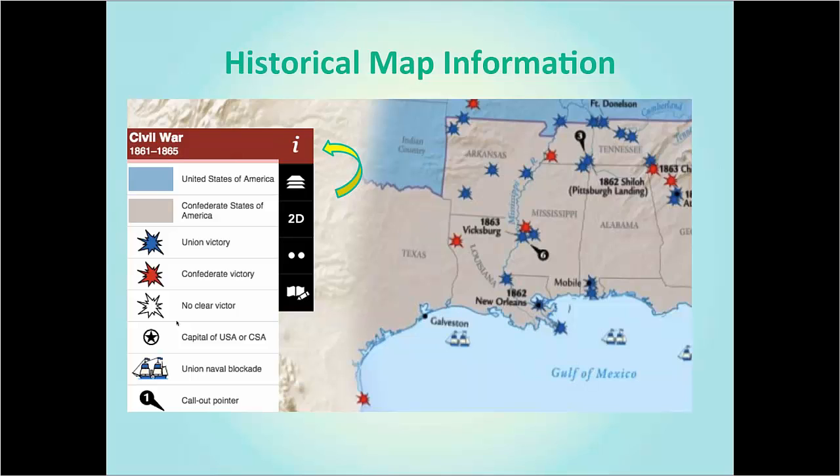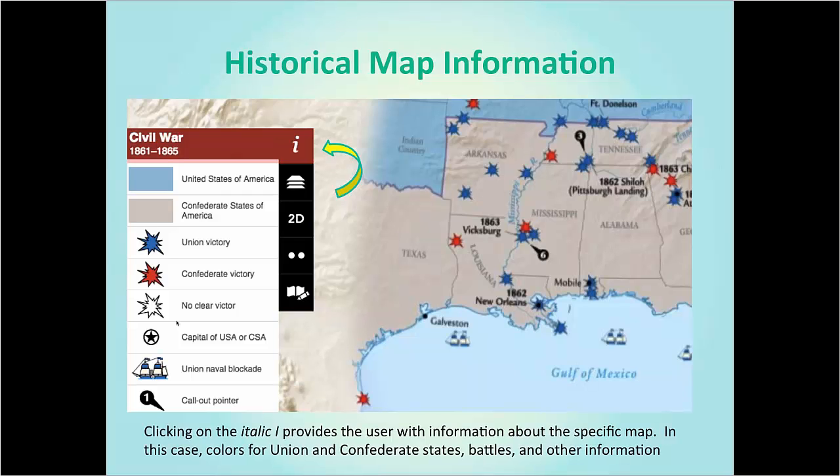One really neat feature of the historic maps are the call-out pointers. You can see two of them on the map here. One is for Vicksburg and the other is up by Shiloh, up by Pittsburgh Landing in Tennessee. If I click on those, a pop-up window appears and gives me more historical information about that particular event or battle, and I'll show you an example of that in just a moment. So again, clicking on the italic I provides you with information about the specific map. In this case, colors for the Union and Confederate states, battles, and other information. If you click on the italic I, that brings a lot more of the features to light for you.